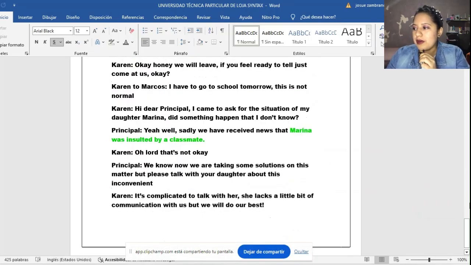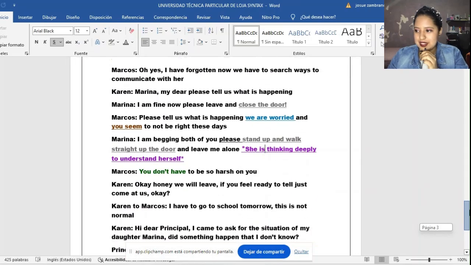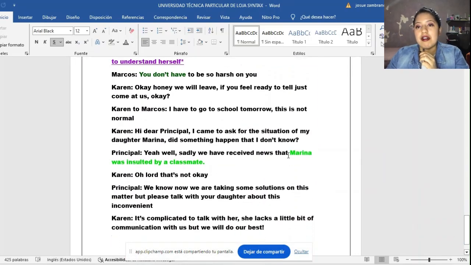"Marina was insulted by a classmate." This is a passive voice because Marina sadly received the action of being insulted by someone. So, Marina was insulted by a classmate. In this kind of sentence structure, we use the subject, the verb in past, the past participle, and the structure by to indicate by whom the action was done. So Marina was insulted by a classmate.